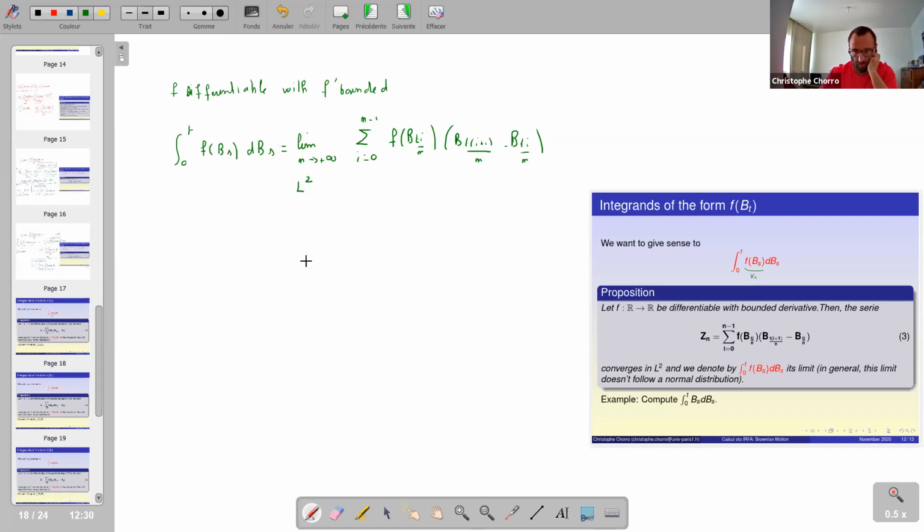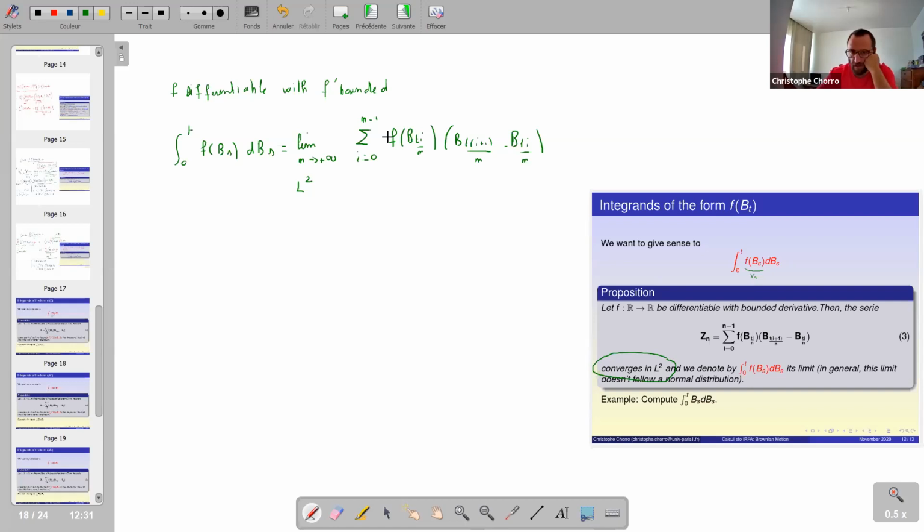Several remarks. First, a priori in this proposition I have to prove the convergence in L2. But I will suppose it for the moment, because I will prove a more general result in chapter 2. So for the moment, I admit this proposition, that is, I admit the convergence in L2 of this sum, and I will prove in chapter 2 that it is convergent in L2.